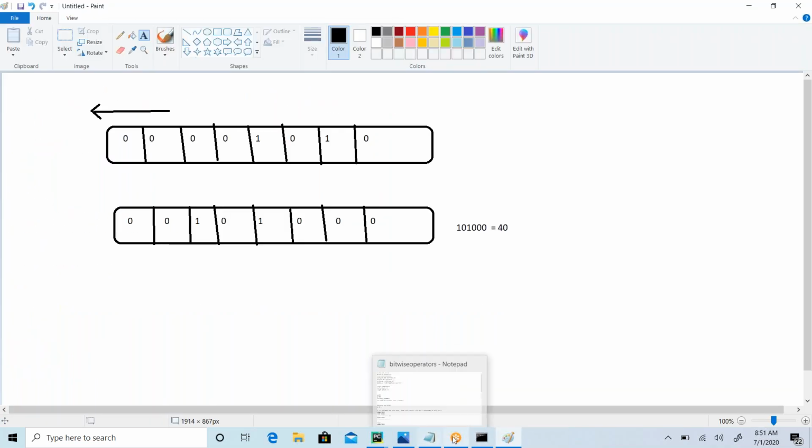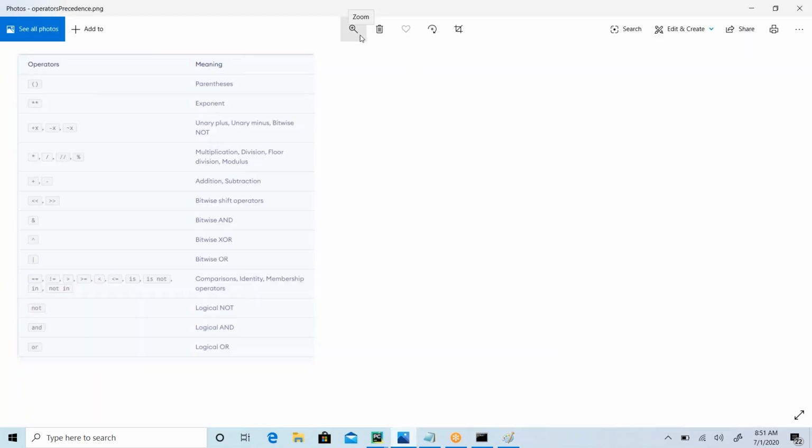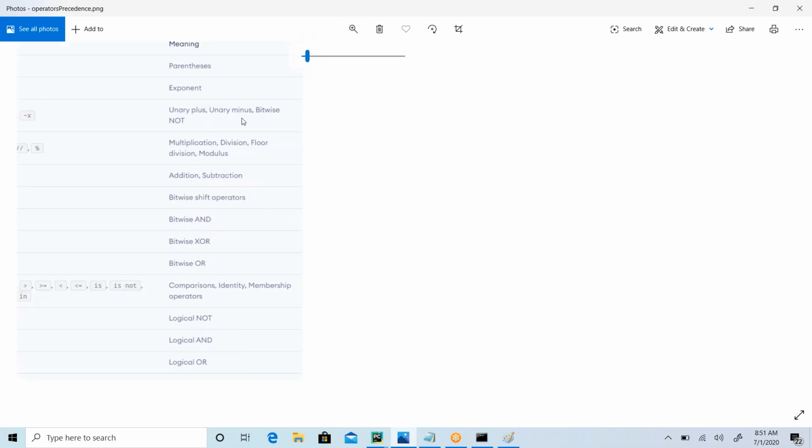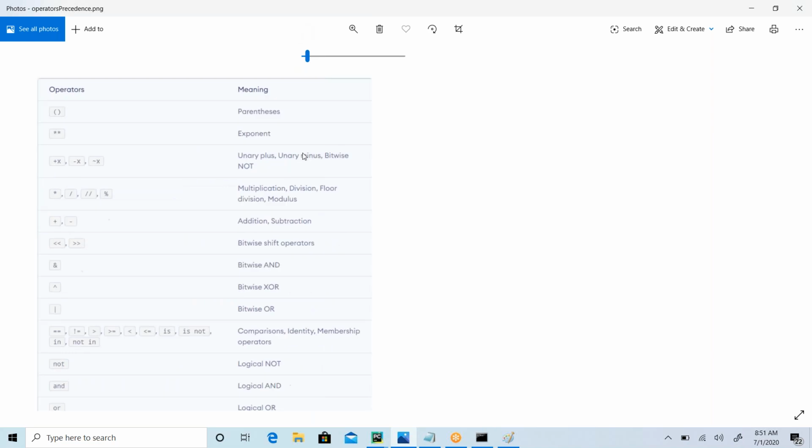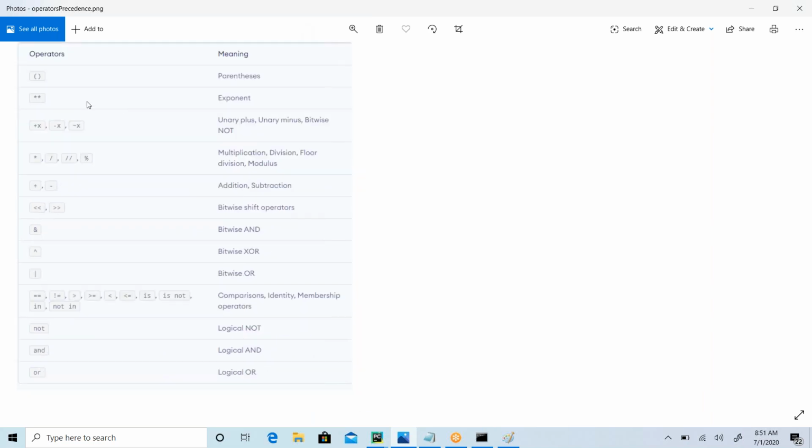I have an image here. Can you guys see this? Here you can see operators and their meaning. These are the different sets of operators that we have. When you combine any expression with brackets, that gets the highest priority. When you have an expression, on what basis are we going to calculate? That is what we are going to discuss here.